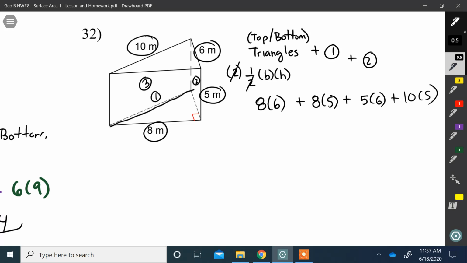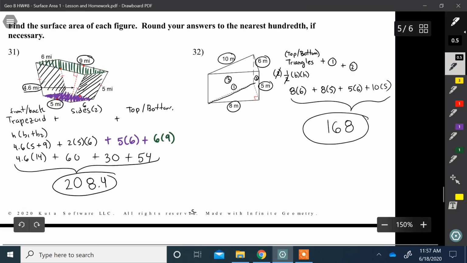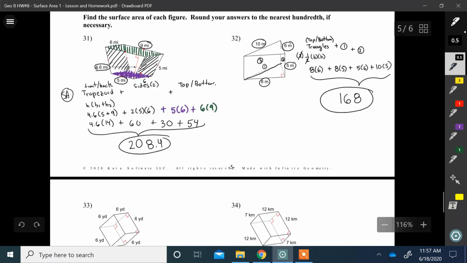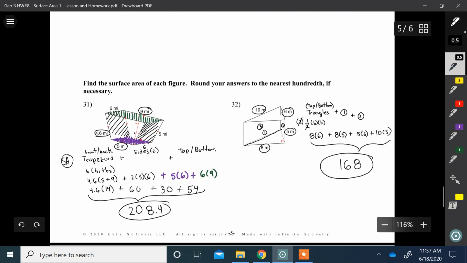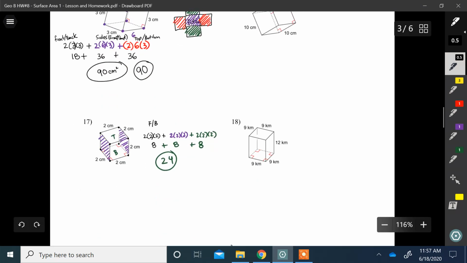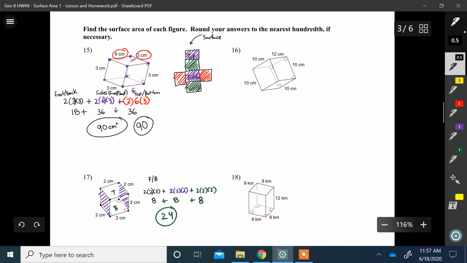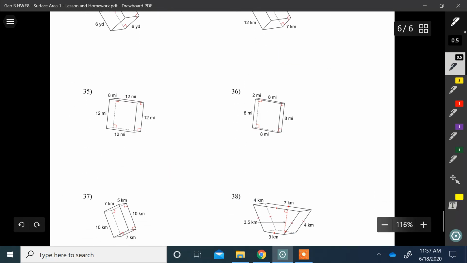So let's multiply all that out, and let's add all that together. When you add all that together and multiply them, you get 168. Okay, I know, guys. Number 33 should be easier. Number 34 should be very similar to this one here. They're pretty similar, so that should not be too hard.